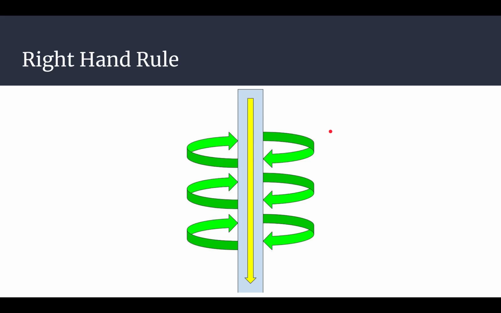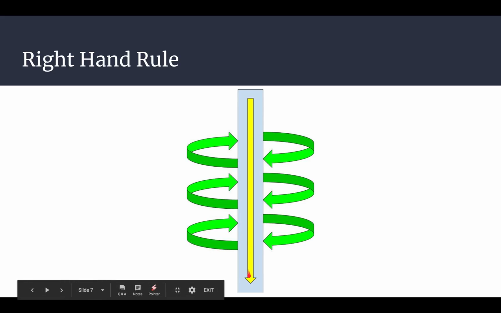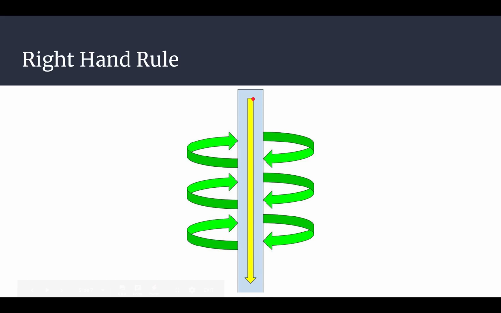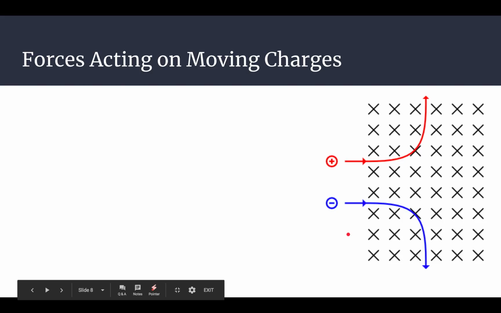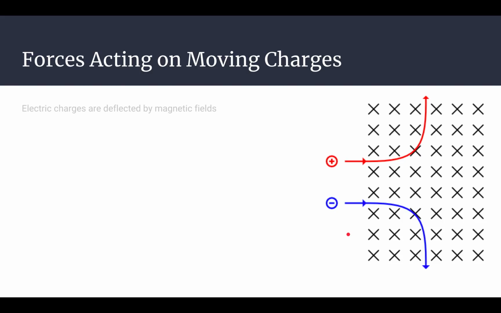You should be drawing it pointing down, because if you point your fingers to curve in this direction, your thumb has to point down. If your thumb is pointing up, your fingers are curved in the opposite direction of these arrows. So you have to point your thumb down, and that tells you that the current is moving down the wire.